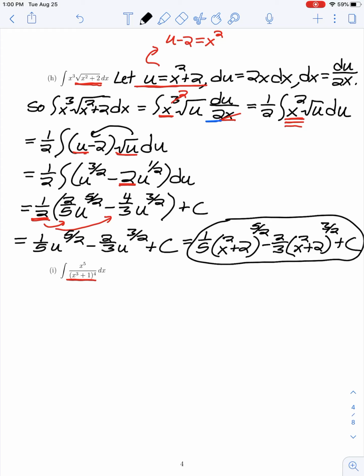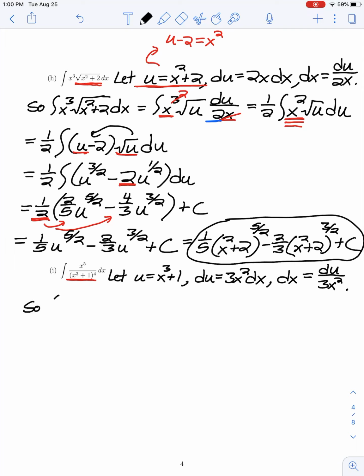So let's start by making our choice for u. Here I'm going to choose u as the inside function in that composition, that is x cubed plus 1, in which case the differential du is 3x squared dx. And so dx is then du divided by 3x squared.